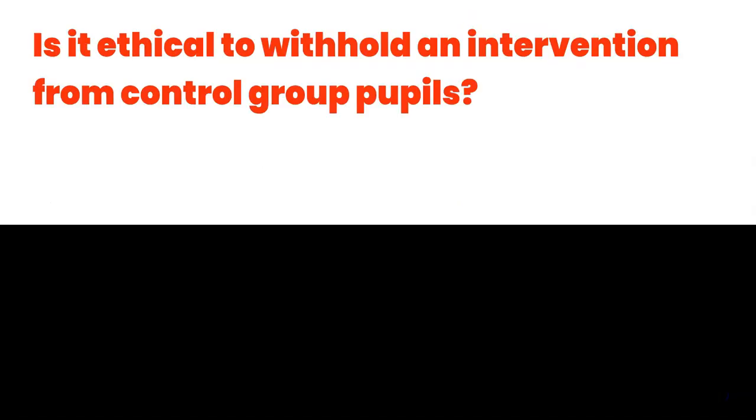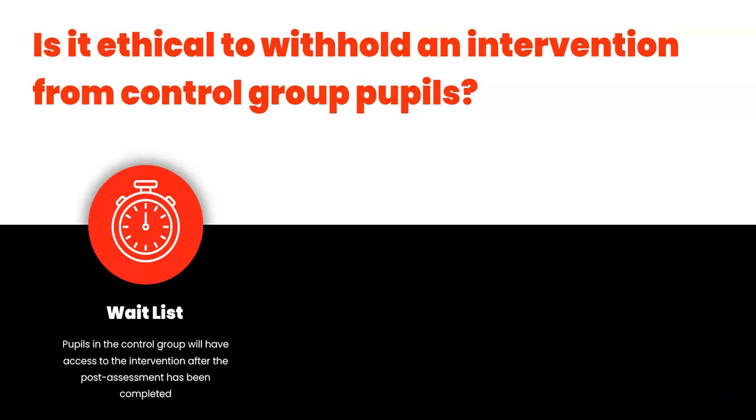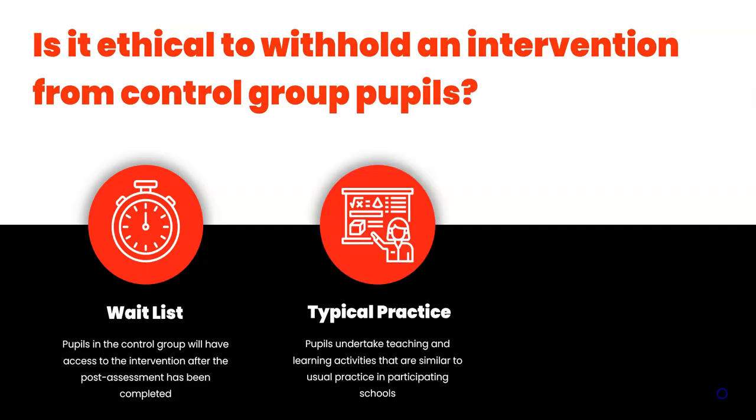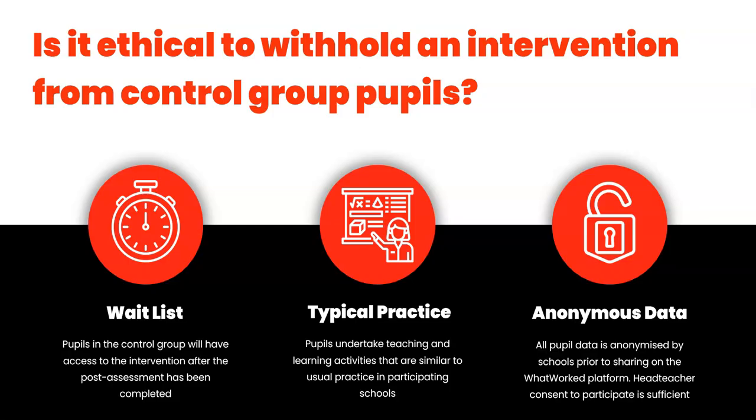One question that we're often asked is it ethical to withhold an intervention from the control group? So we use a waitlist in that the control students will have access to the intervention after the post-test has been completed if this shows promise. It's typical practice, so we're using learning activities that are similar to usual approaches in other schools. And all the data is anonymized, so we have no learner data on our platform, so head teacher consent is sufficient.